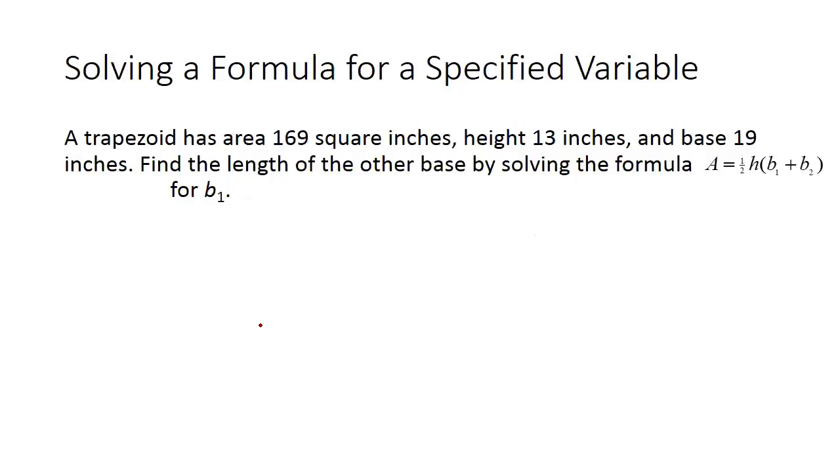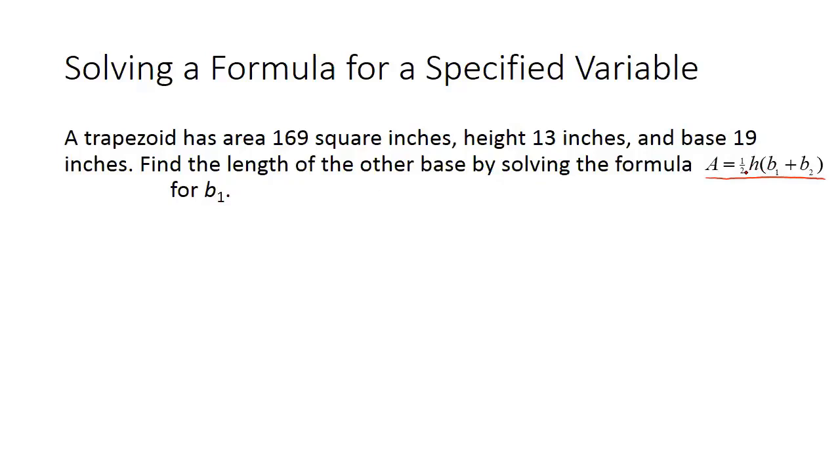Okay, so this is another word problem here. A trapezoid has an area of 169 square inches, a height of 13 inches, and one base is 19 inches. Find the length of the other base by solving the formula. So they're giving you this formula here: A is equal to 1/2 h times (b1 plus b2). You want to solve for b1.